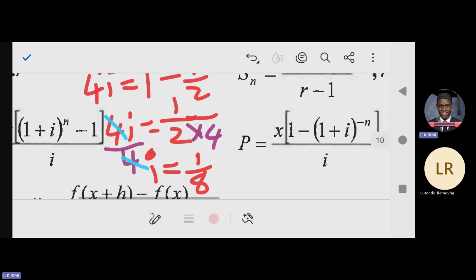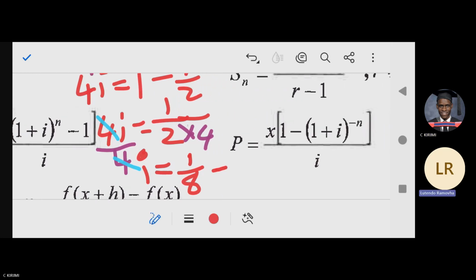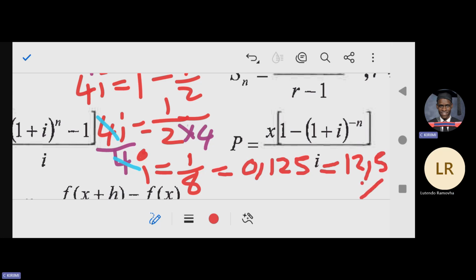And then as a decimal, what is 1 over 8 as a decimal? 0,125. Yes. So it's 0, comma, 1, 2, 5. As a percentage, it's what? 0,125 as a percentage. 12,5%. Which is 12, what? 5%. Percent. So you put your percentage.